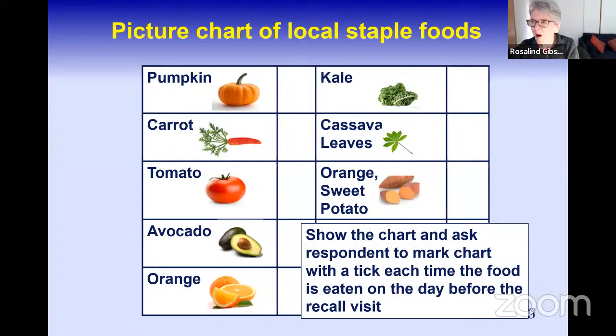Now, this is an example of the picture chart that I was talking about, which we used in Malawi, and we've also used it in Kenya. But as I say, if you decide to use a picture chart, you have to instruct your respondent that every time they eat one of these items, they place a tick by it. But it doesn't mean that they are expected to consume these items.